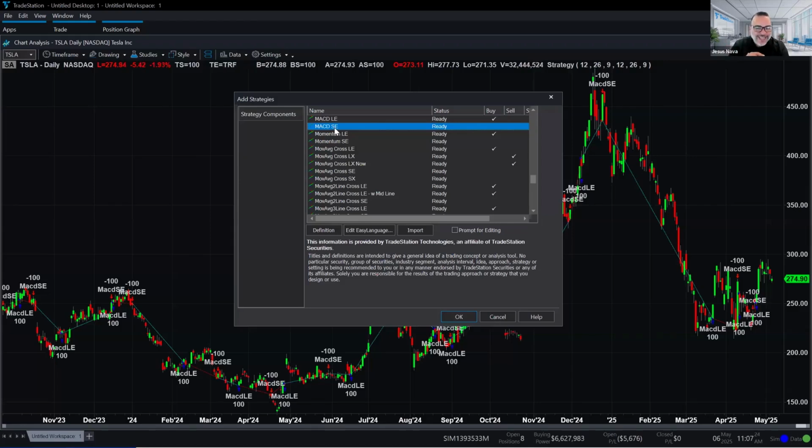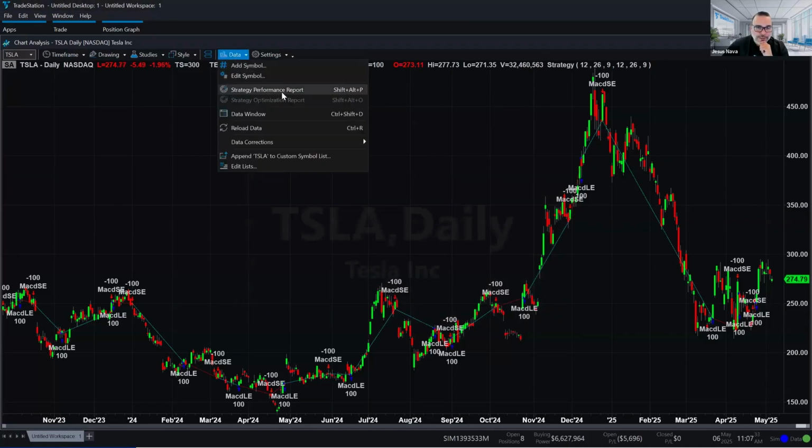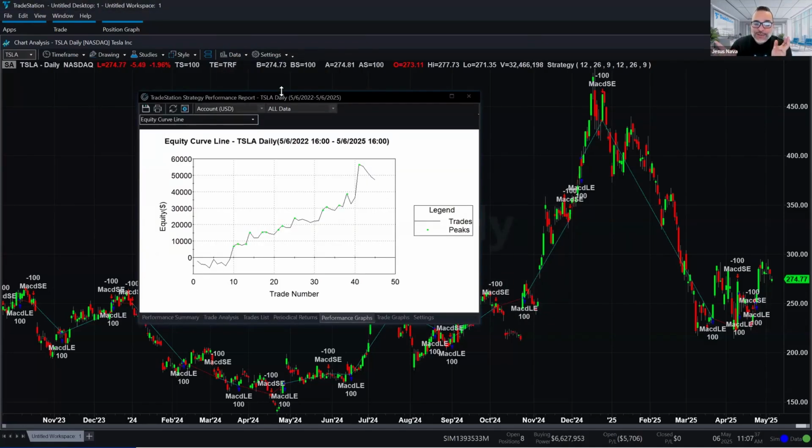Hopefully that makes sense. But those are the only two strategies that I've added here to my chart. And I need that in order to pull up the strategy performance report. So I'm just going to click it. By the way, I didn't do any other tweak to the strategy. I used it right as it comes out of the box. That's the report that I'm looking at.